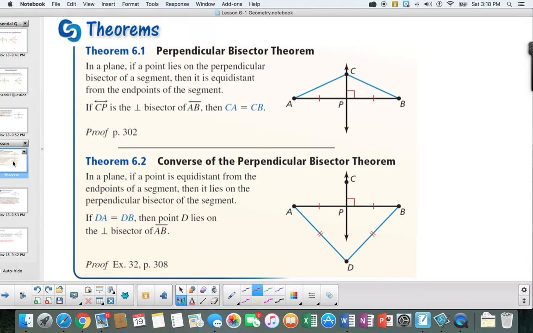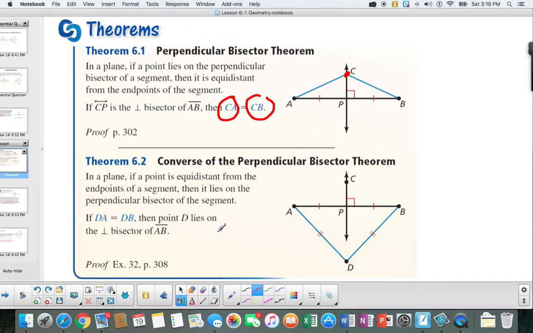Perpendicular bisector theorem: if a point, and in this case it's C, lies on the perpendicular bisector, which it does, here's the perpendicular bisector, I'm making a perpendicular, I have a bisector, then what we say is this distance, CA, is the same distance as CB. So it's equidistant to the endpoints of the segment.